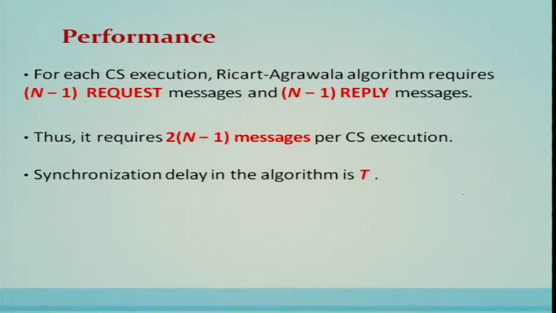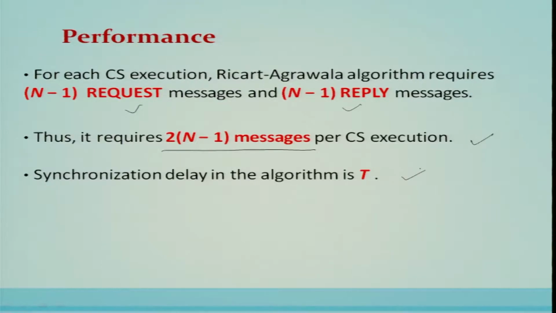Performance of this algorithm: for each critical section execution, the Ricart-Agrawala algorithm requires only two types of messages, that is request and reply, with n-1 request messages and n-1 reply messages. So, the total number of messages required per critical section execution in the Ricart-Agrawala algorithm is 2(n-1) messages only.